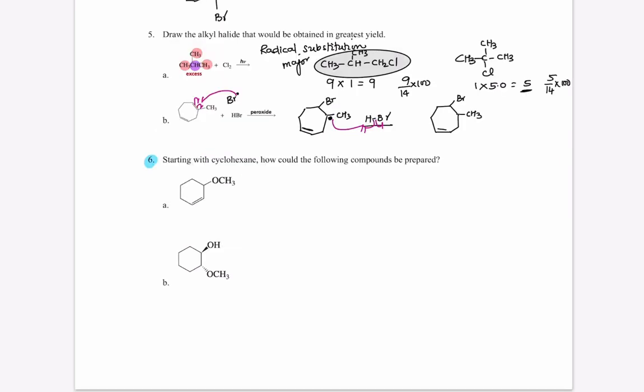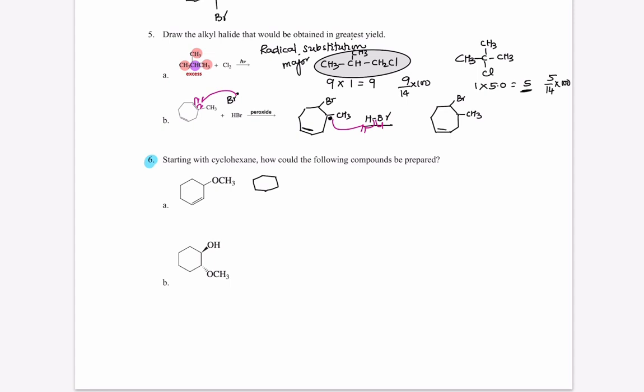Starting with cyclohexane, how could the following compounds be prepared? So let's draw the structure for cyclohexane first. Here is the structure for cyclohexane, and we want to convert this into an ether. If you want to have an ether, then definitely we have to do a nucleophilic substitution reaction at some point, right? If you take OCH3 as a nucleophile, and if we have something like a leaving group, then it can leave, right?